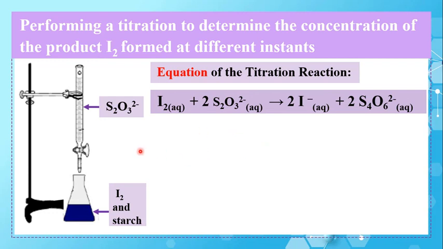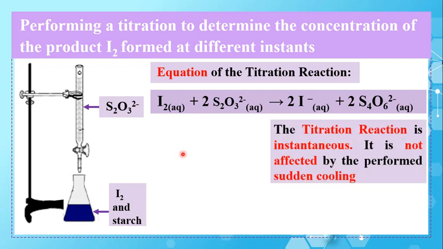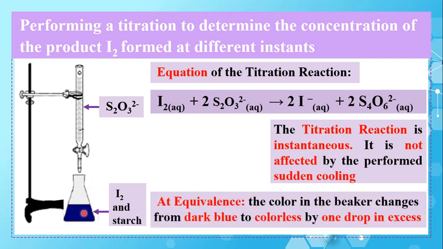Pay attention. Titration reaction is very fast. It is an instantaneous reaction as you have taken in grade 11. So the decrease in the temperature and in the concentration of reactants won't affect it. And at equivalence, the color in the Erlenmeyer will pass from dark blue to colorless, which is the color of S2O3 2- by 1 drop in excess. It's very important to mention this.